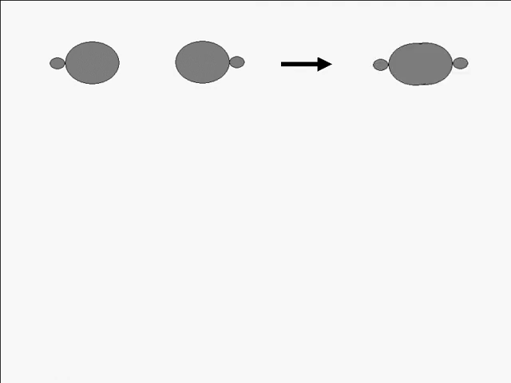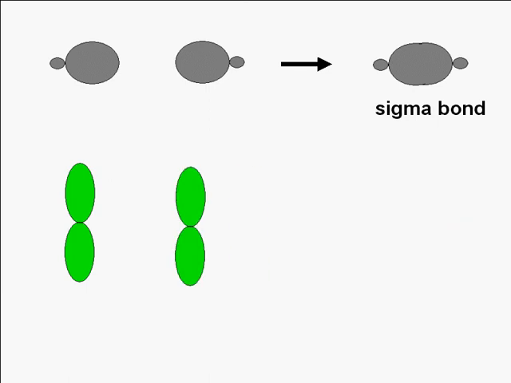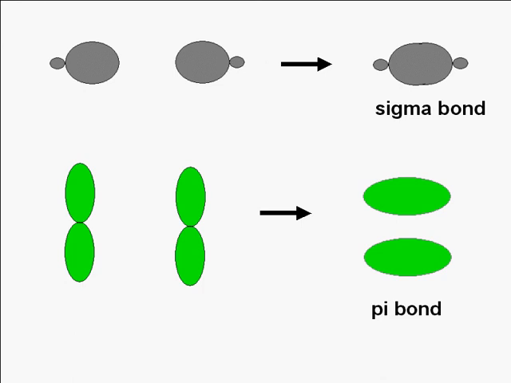Here's a simple illustration of the idea of bonding due to overlapping atomic orbitals. Imagine this is the sp2 orbital of carbon, and that this is the sp2 orbital of oxygen. When these two overlap, what we get is called a sigma bond. Now, imagine this is the p orbital of carbon, and that this is the p orbital of oxygen. When these two overlap, what we get is called a pi bond.